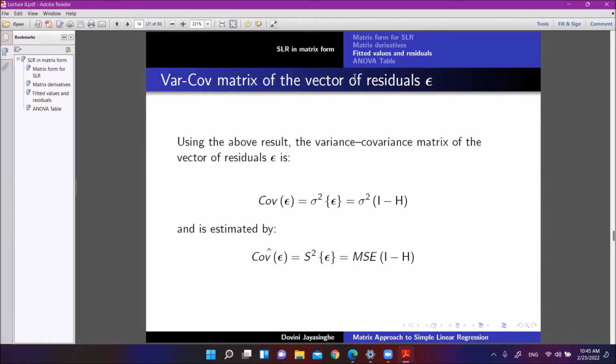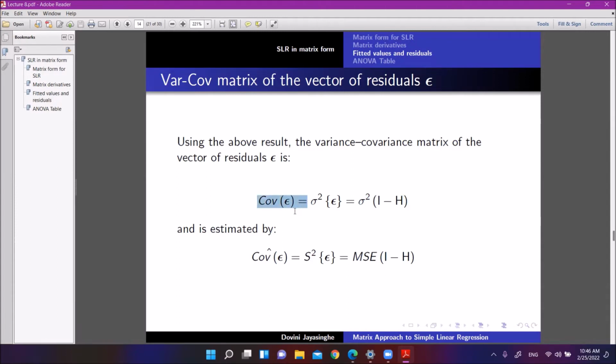Okay, and the variance covariance matrix of the vector of residuals. Looking at this is also important because we have to check for model assumptions, right? We have to see whether the error variance is constant. We have to see whether the covariances between unequal error terms are zero, right? So using the above result, the variance covariance matrix of the vector of residuals is given by this. In matrix notation, this is how you do it. In general notation, this is just sigma squared, right? This is a matrix, no?